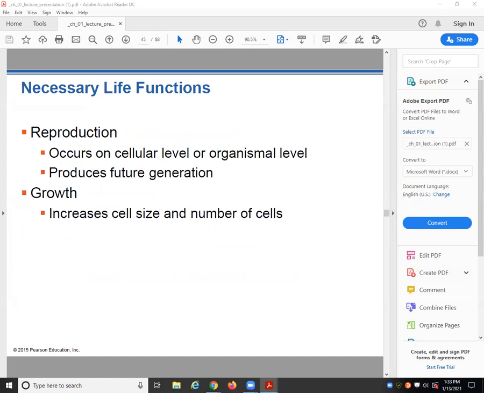All right. Next functions are reproduction and growth. So write down reproduction and growth. So here reproduction could be talking about cellular reproduction or organism reproduction. And you're getting another generation through that process, whether it's another generation of cells or another generation of people, or whatever organism we're talking about. Growth just means that the cells increase in size and number. Okay, that's growth. Increasing cell size or number.